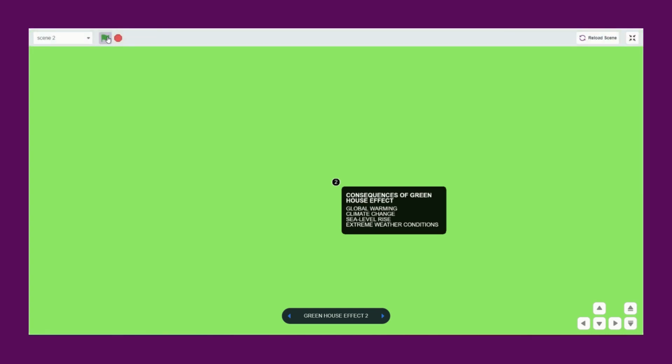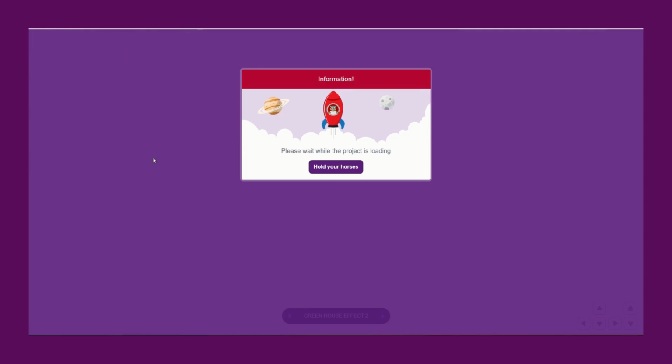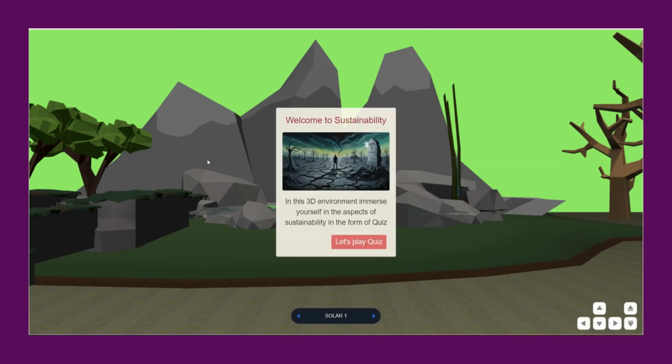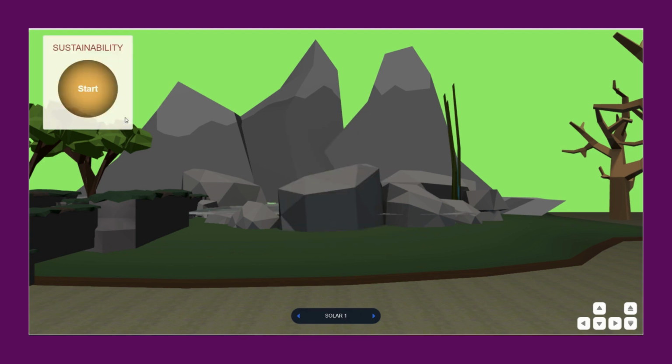Now let us begin this scene by hitting the green button. Now you can see here, welcome to sustainability. In this 3D environment, immerse yourself in the aspects of sustainability in the form of a quiz. So let's play the quiz.